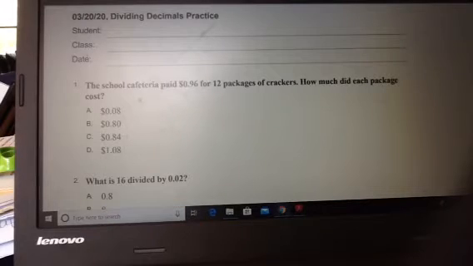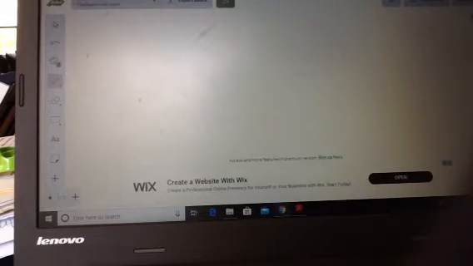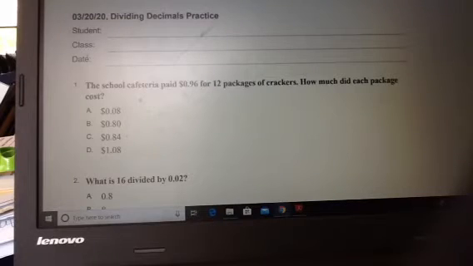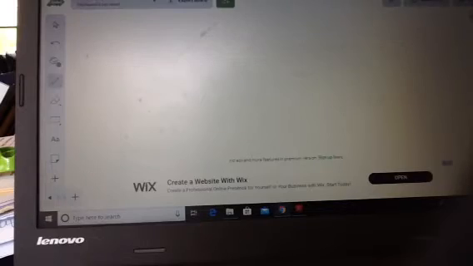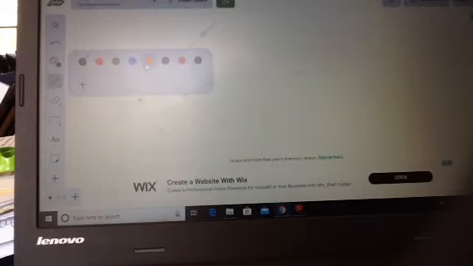So I'm trying something new. It's called the AWW board, and I'm sure the AWW stands for something else. Because I left all my dry erase boards at school, so I'm going to be experimenting with this. So we said it was 96 cents divided by 12. Let's do this right here. We want to change that color because purple is my favorite. So if we've got to do it, let's do it fun, right?